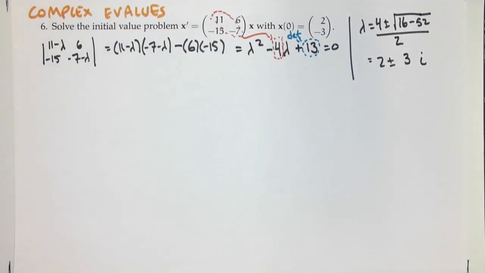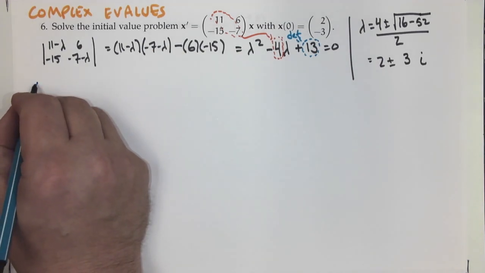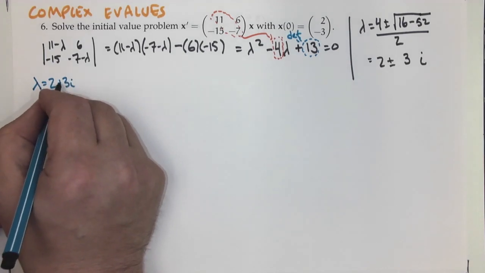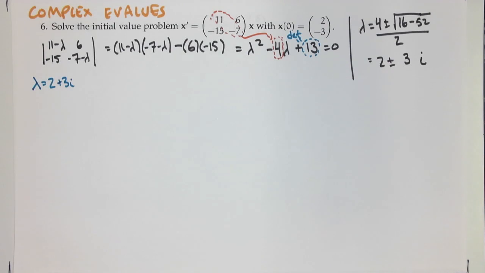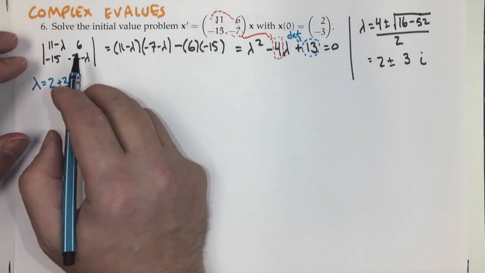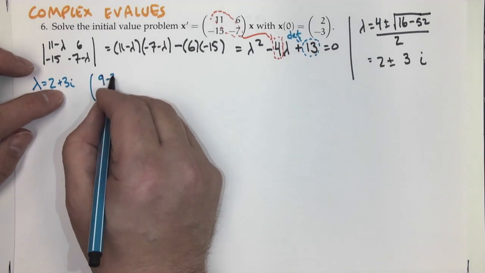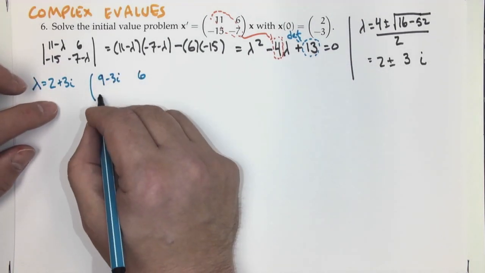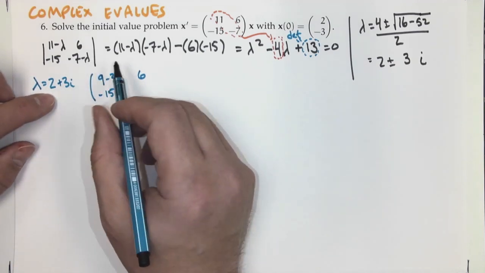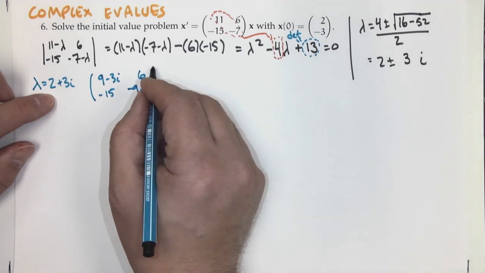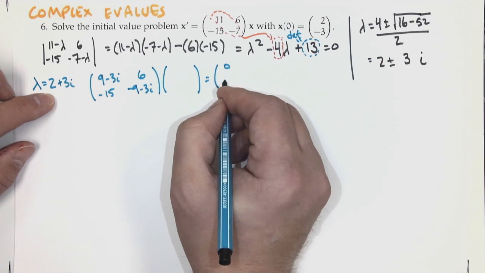Once we have complex eigenvalues and we figure out what they are, we know we're only going to solve for one eigenvector. The other one is in the background for free. We don't write it down explicitly, but that's what it is. So we let lambda equal 2 plus 3i. It's really important to keep track of which eigenvalue you're using. And we do our subtraction. So we have 11 subtract 2 plus 3i, which becomes 9 minus 3i, 6, minus 15, and then minus 7 minus 2 makes minus 9 minus 3i. Times something equals 0, 0.